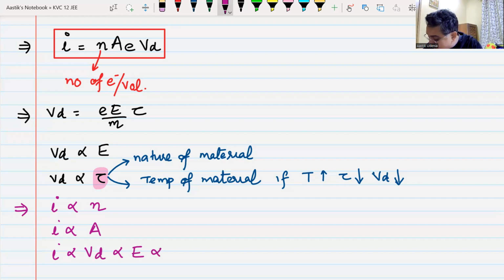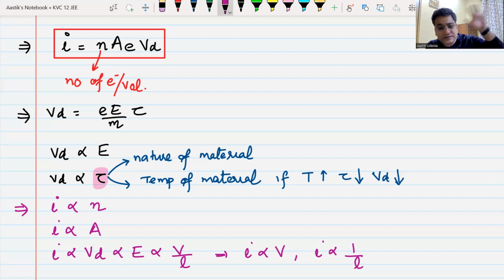And this electric field is proportional to V by L. Yes or no? Yes, sir. So that means your current becomes directly proportional to V. Your current also becomes inversely proportional to L. Are we able to understand this, or is this going above our head? Understood, sir.